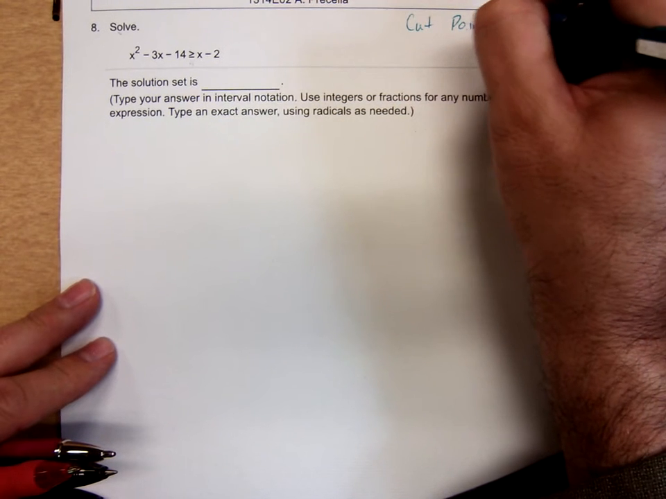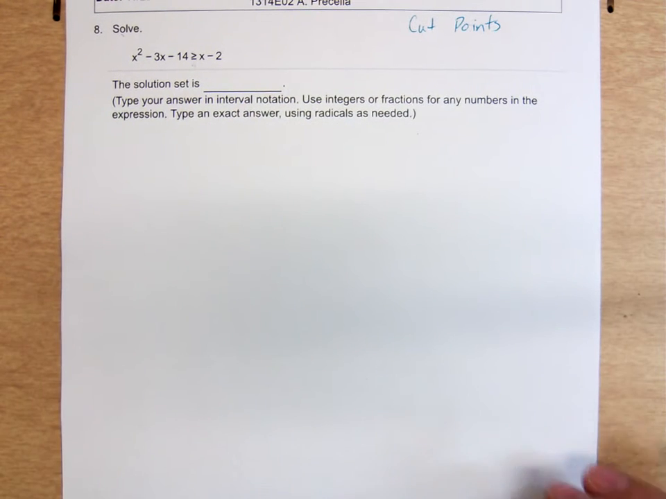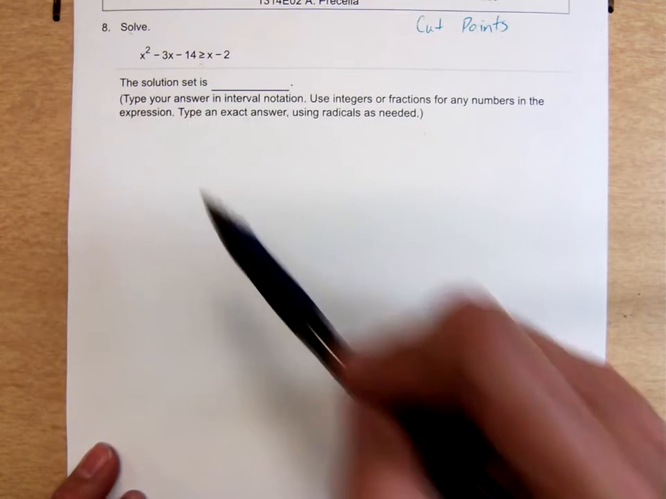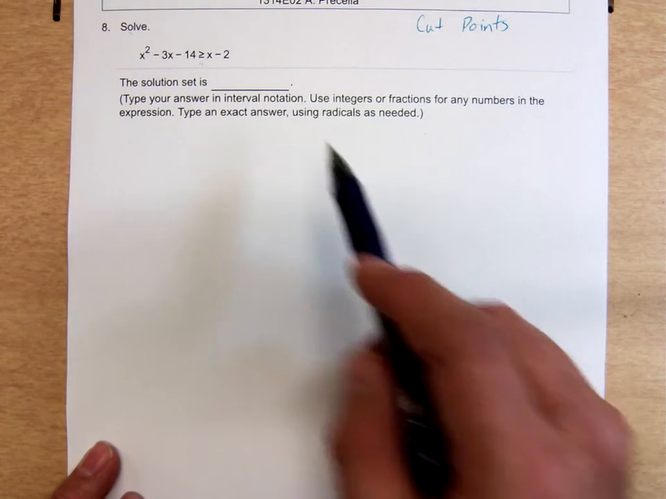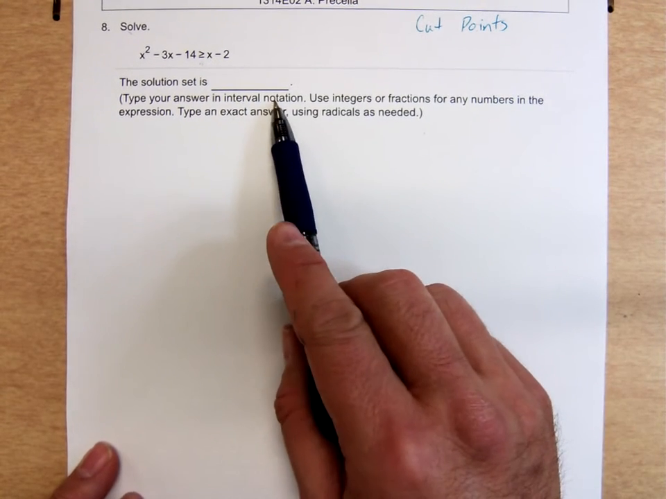Notice the instructions don't say do the cut point method. You've got to know when to do it. You use that cut point method when it says solve and there's a less than or greater than. And it also talks about writing your answer in interval notation.